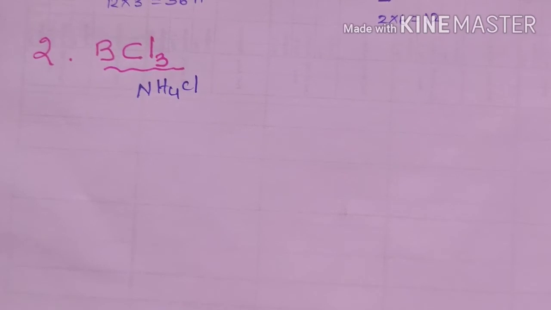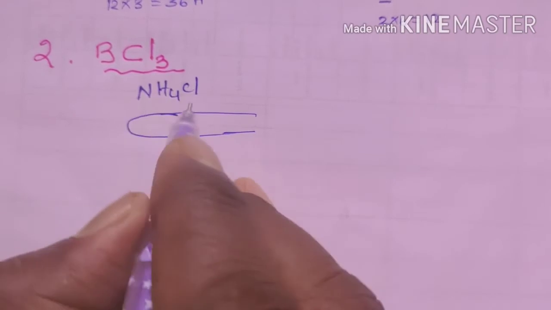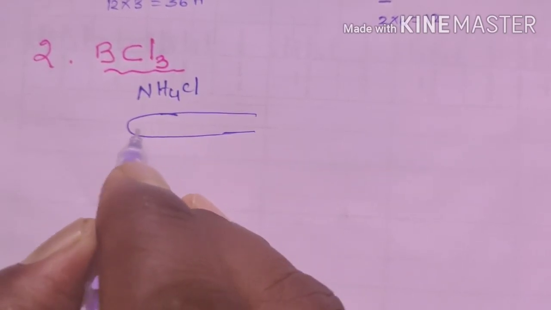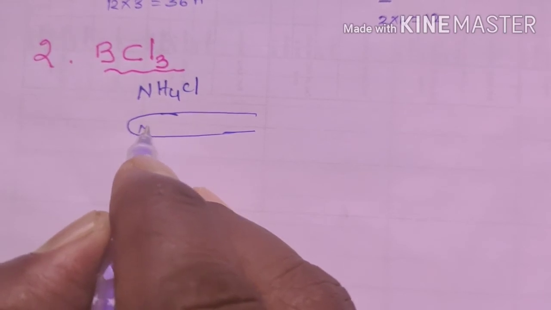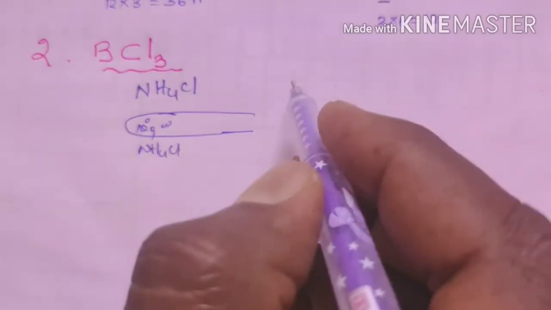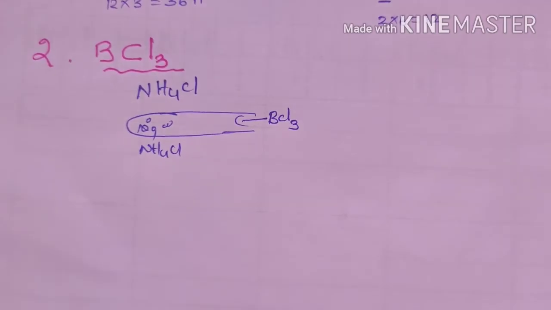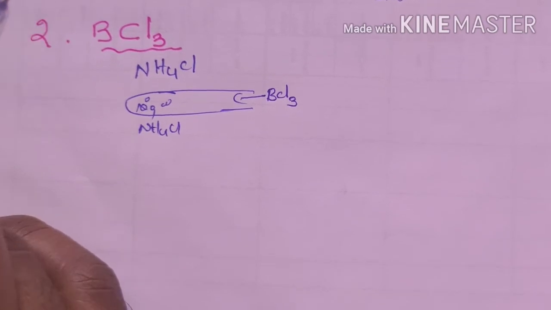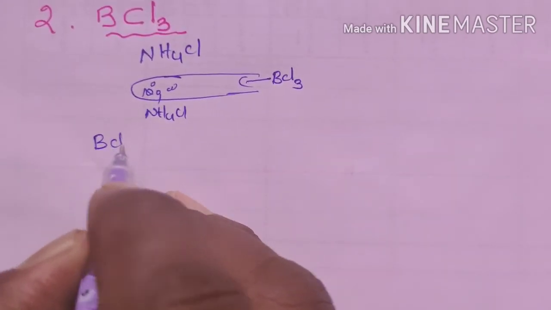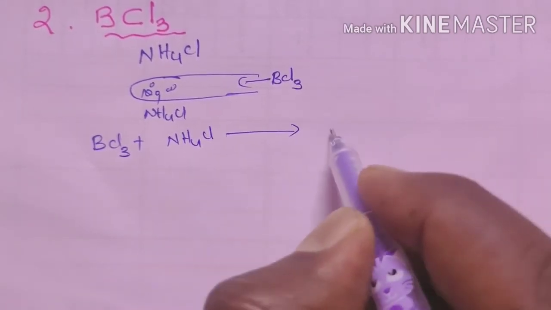This ammonium chloride is converted into fine powder and taken into a pyrex glass tube like this, and heated at one end. For example, here we take the ammonium chloride and heat it, and from the other end the vapors of boron trichloride are passed over this ammonium chloride. As a result, a reaction occurs between these two substances and we get an intermediate product, from BCl3 plus ammonium chloride.